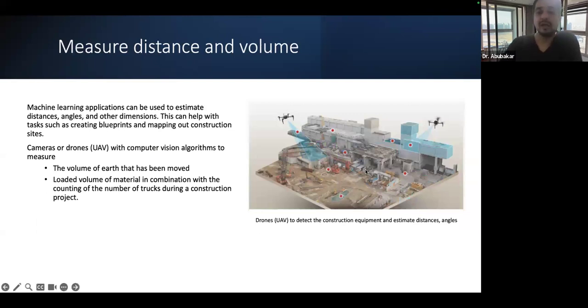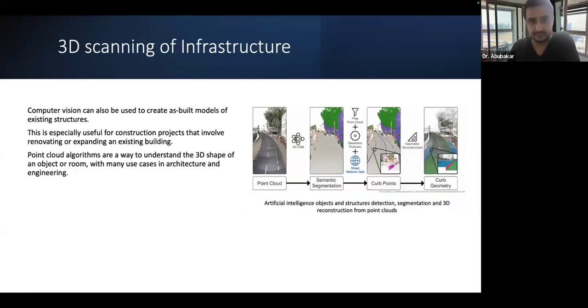Again, distance measurement. For example, you can use a drone to calculate the productivity of every day, or to know the number of loaded materials in a number of dump trucks during construction projects, right?